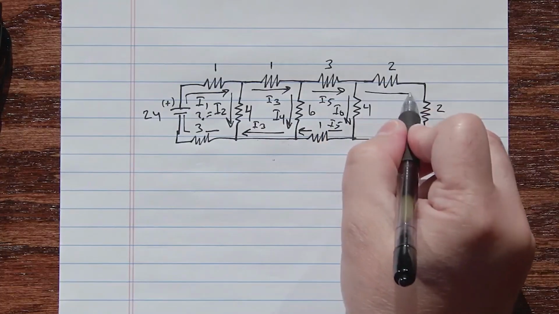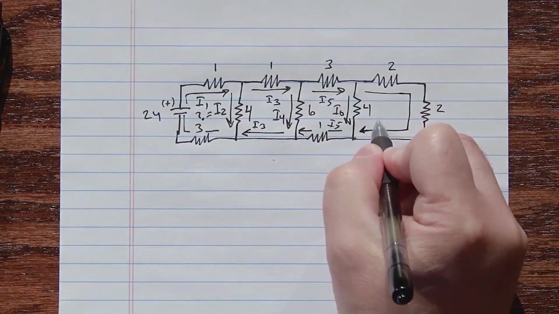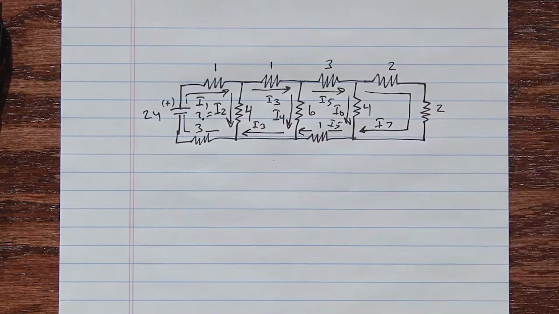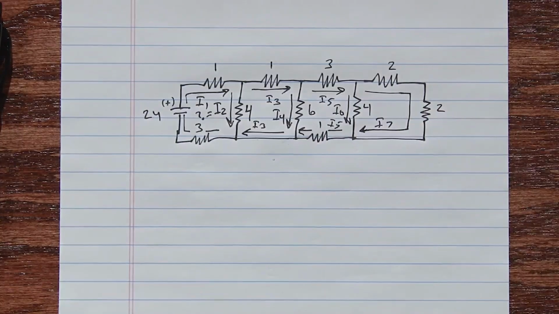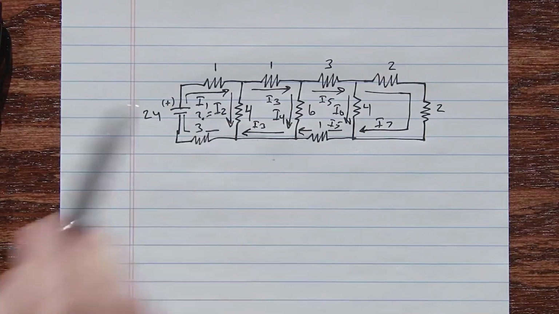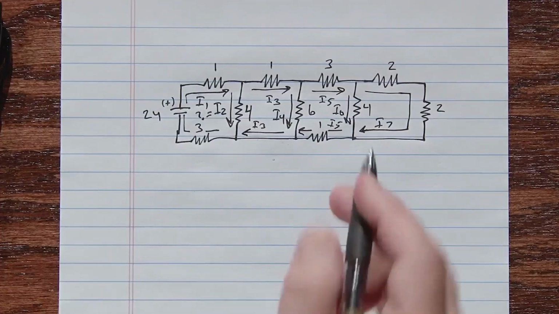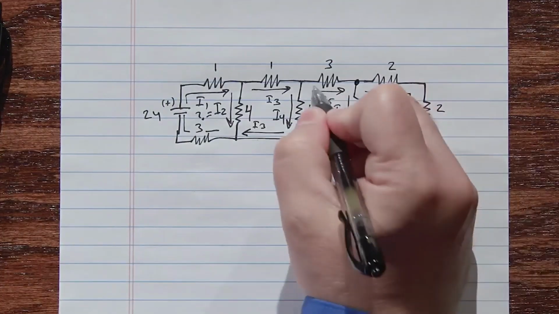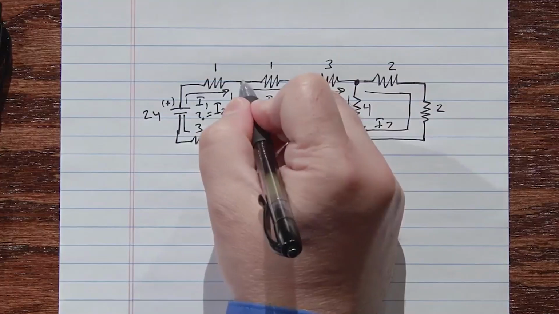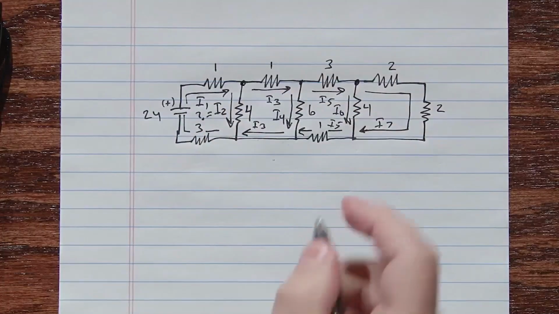I6, and then finally I7. So we actually have 7 unknown currents here, and we're looking for this one right here. We're going to have current law equations at those 3 points.